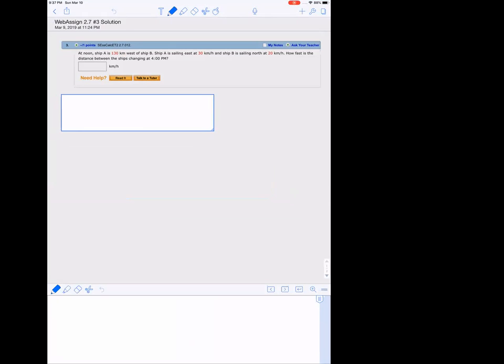At noon, ship A is 130 kilometers west of ship B. Ship A is sailing east at 30 kilometers per hour, and ship B is sailing north at 20 kilometers per hour. How fast is the distance between the ships changing at 4 p.m.?